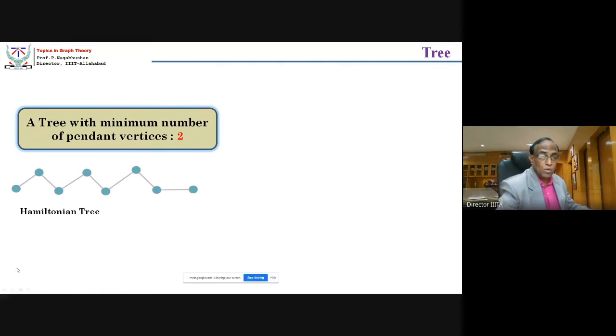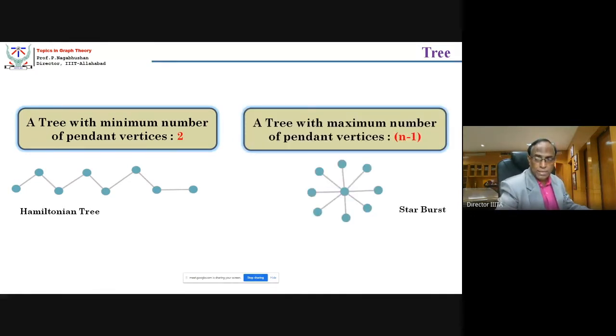Let us see which is a tree with maximum number of pendant vertices. So the maximum number of pendant vertices is a starburst. You can see that this is a tree. So this tree is connected, this vertex is connected to every other vertex. Every vertex is connected to every other vertex, but it is through this particular vertex. All right. So a tree with maximum number of pendant vertices has n minus 1 vertices that are pendant vertices.